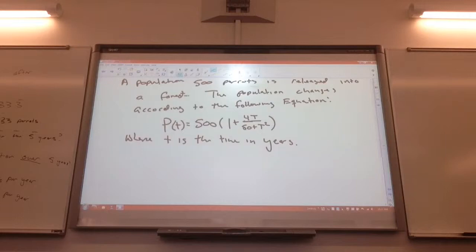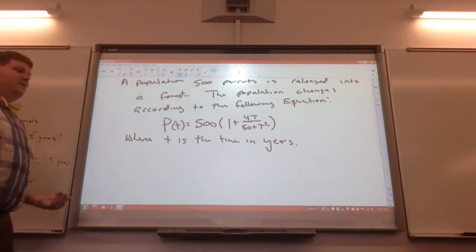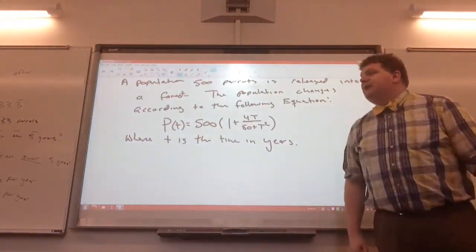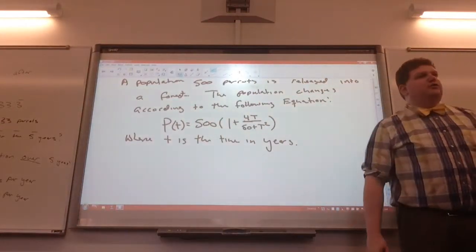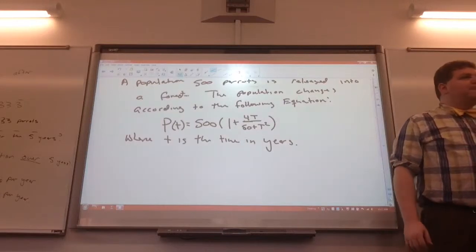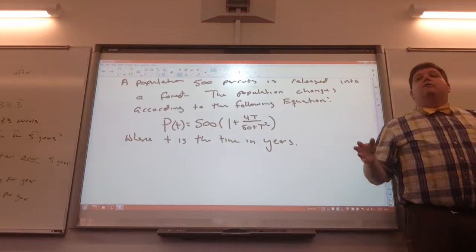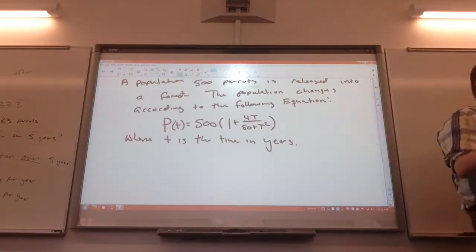Another question you might get involved in this might have to do with the change in the population over those 5 years. Again, that's not going to be a calculus question. That's just a question of how many parrots did we start with, and how many did we end with? We started with 500 parrots, we ended with 633 parrots, so what was the change in parrots over 5 years? 133 parrots.